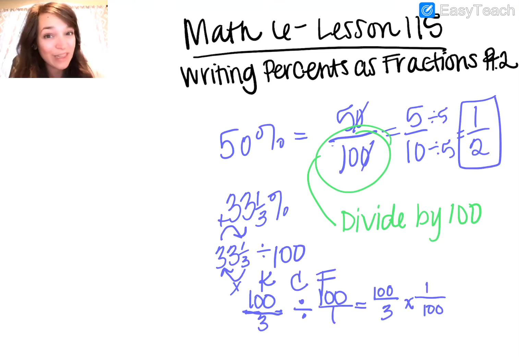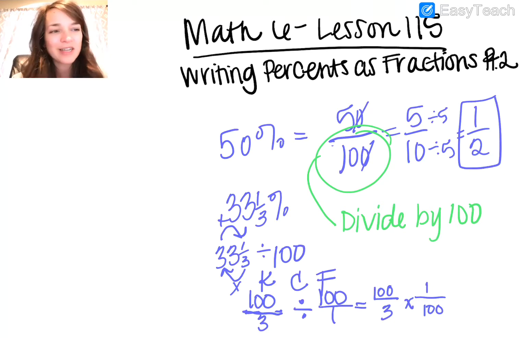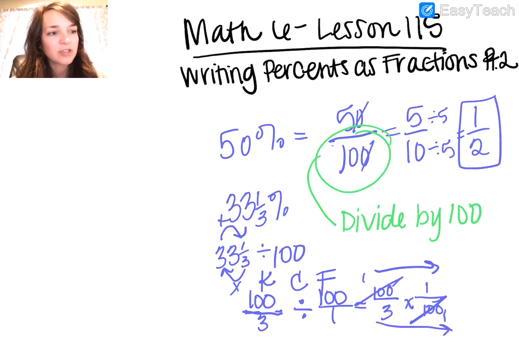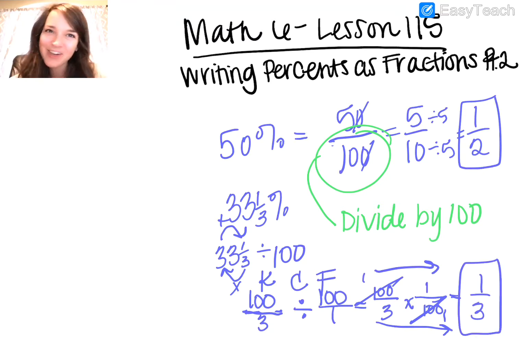Now, hopefully you are just dying to tell me that you can cross simplify, because we can. We can cross simplify our 100s, and there we go, and now those become 1s. We just multiply straight across the top, straight across the bottom, and we end up with 1 on the top, 3 on the bottom, and you have your answer.